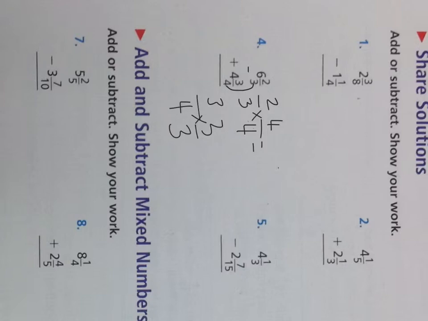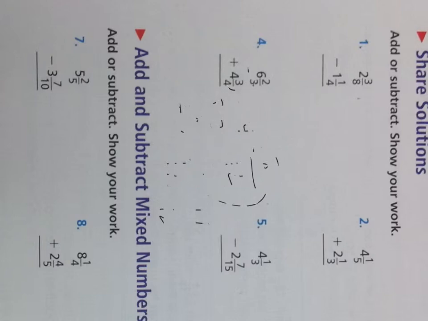So 2 times 4 is 8. 3 times 4 is 12. 3 times 3 is 9. And 4 times 3 is 12. And now my denominators match and I can add them together. So 8 plus 9 is 17, and I would get 17 twelfths once again. So I've added my fractions, and I have come up with the answer, let me get this erased, of 17 twelfths when I add 2/3 and 3/4.